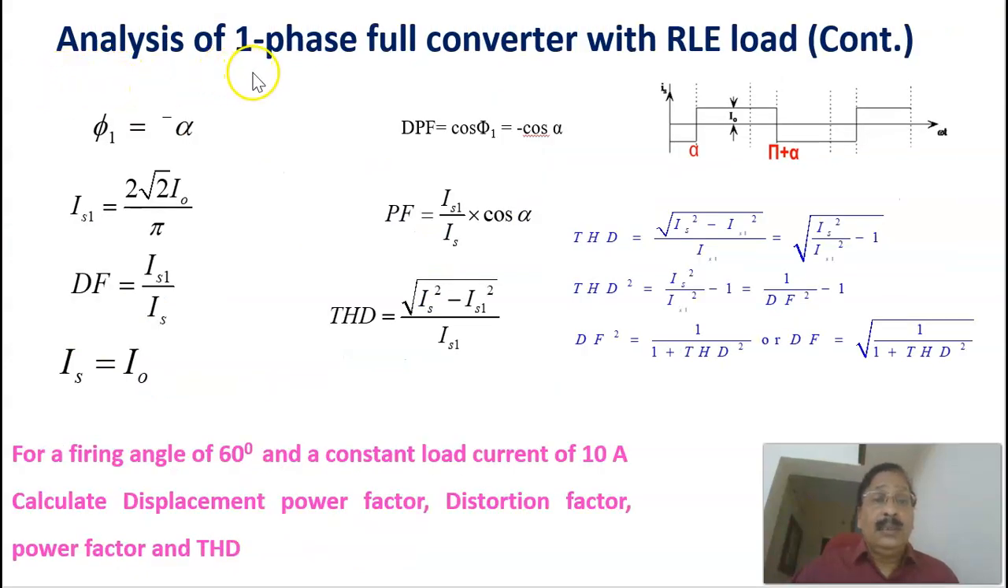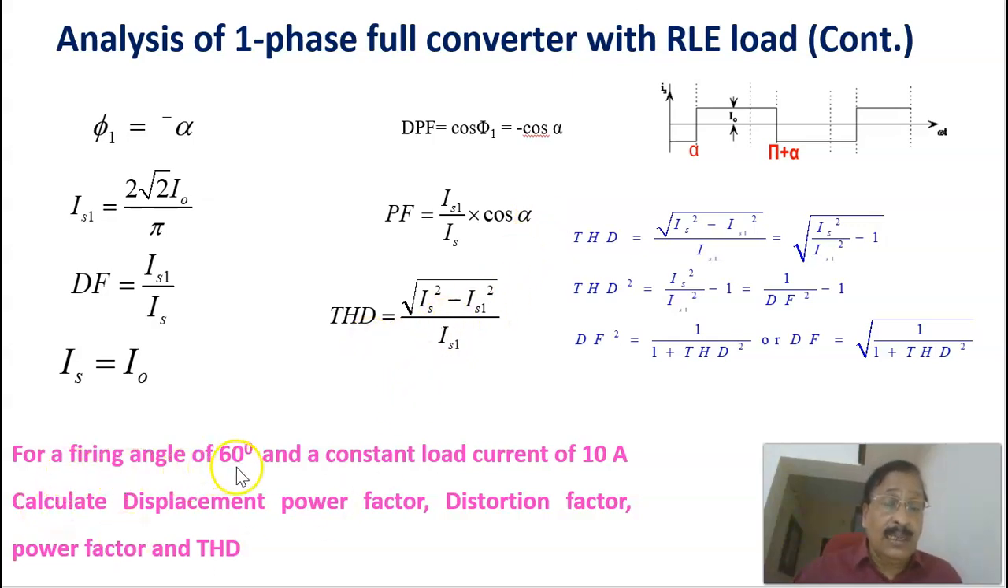Now, continuing the analysis of the single phase full converter with RLE load. We have already seen that the fundamental phase shift phi 1 equals minus alpha. The RMS value of the fundamental equals 2 root 2 by pi into I naught, and the total RMS value is I naught. The distortion factor equals the RMS value of the fundamental divided by Is, and the power factor equals the product of the distortion factor and the displacement power factor cos phi 1, which equals cos alpha. We have already derived this.